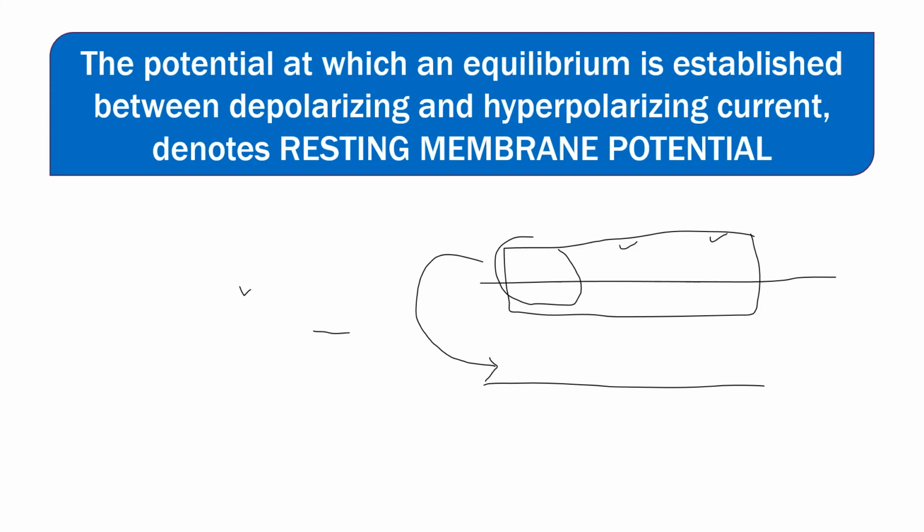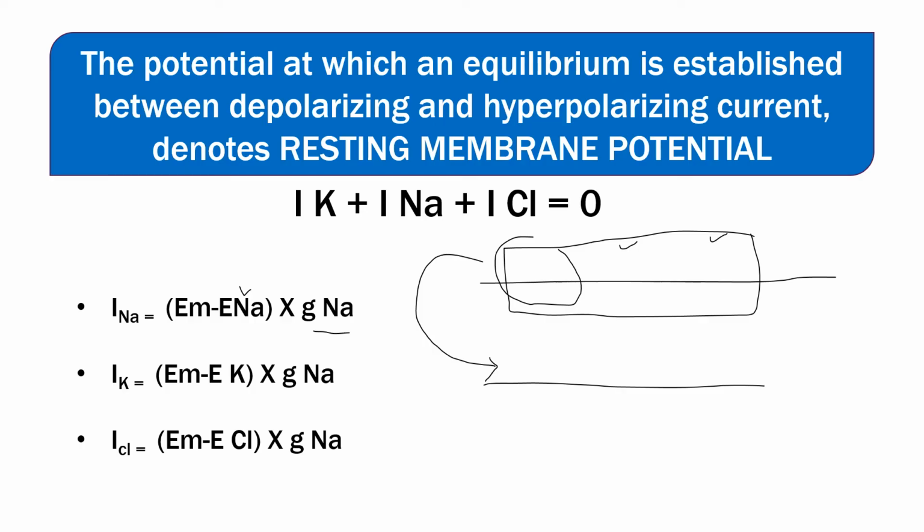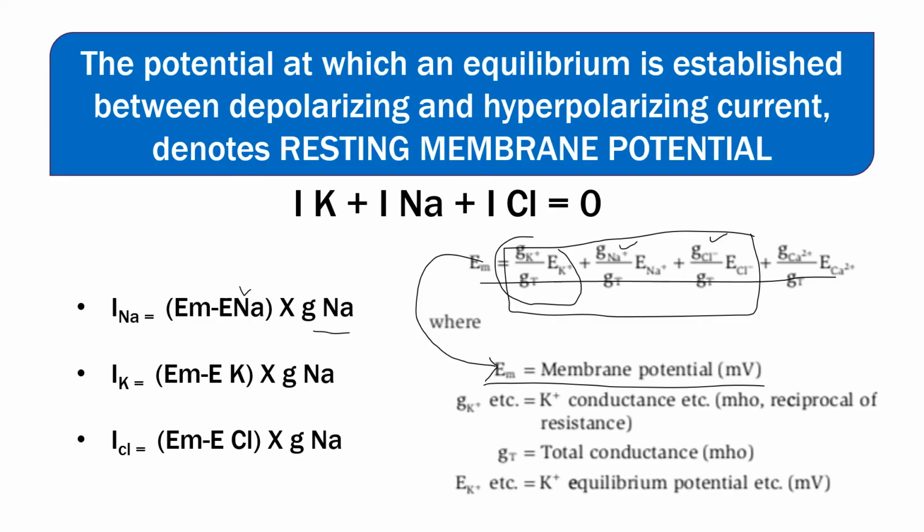The potential at which the equilibrium is established between the depolarizing and hyperpolarizing current will denote the resting membrane potential. For this, you just remember that at the equilibrium, the current for potassium, sodium and chloride will be equal to 0. And we know how we can derive individual currents, sodium current and potassium current. We will put their values. So this is the value of potassium current, this is the value of sodium current, and this is the value of chloride current and calcium.